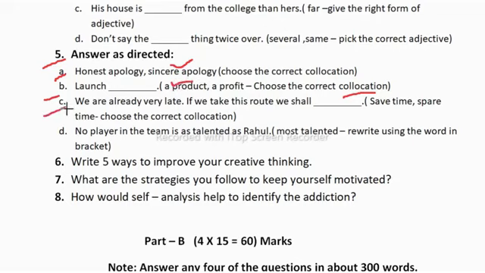Now the next one. We are already very late. If we take this route, we shall dash. So which one will you choose here? Save time or spare time? First of all, let's know the meaning of these two. Save time means we are saving our time, and spare time means free time. So here we have to choose the correct one, which is save time. We cannot use free time here.